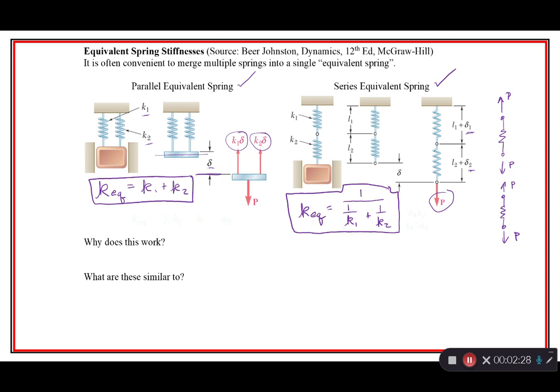Okay, so the thing to look for here is, what are these similar to? And you might erroneously say, oh, just like electrical resistors. They're actually the opposite of electrical resistors. Resistors in series add together. Resistors in parallel add in the sense of 1 over the addition of the reciprocals of all of them. I think I'm using that word correctly. And so they actually act very similar to capacitors, because capacitors act that way.